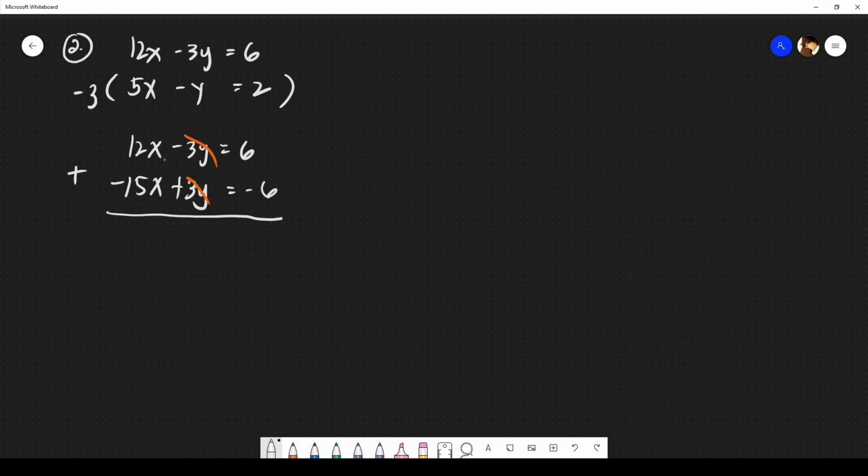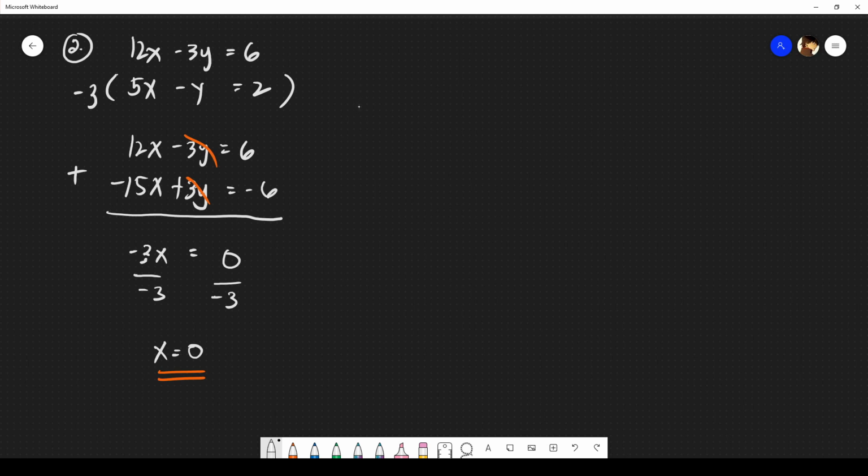Okay? So 12x plus negative 15x, you'll get negative 3x is equal to 0. So if we divide negative 3 on both sides, we will get x is equal to 0. Okay? So this is the first missing term, which is x.